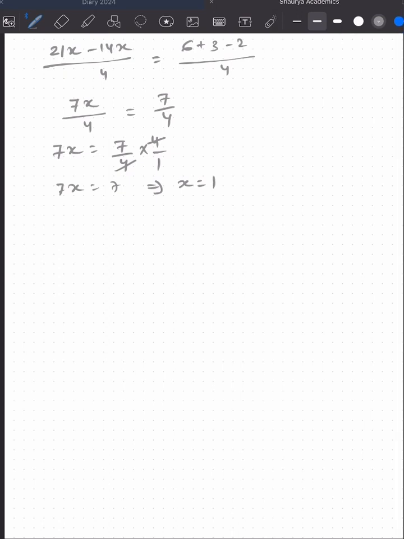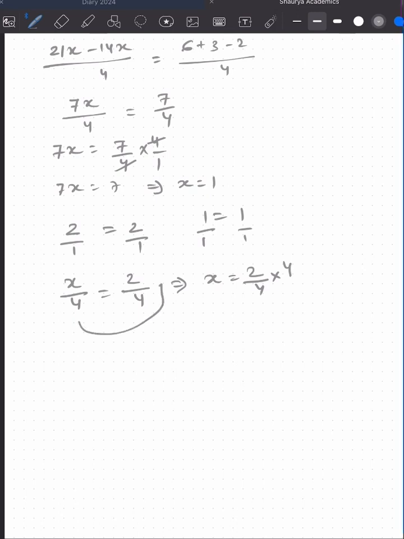And for any such scenario, let's say 2 is equal to 2, we know that 1 is equal to 1. I can write this as 2 by 1, 2 by 1, or 1 by 1, 1 by 1. Now, if you had x upon 4 is equal to 2 upon 4, what does this mean? You can either solve by doing x is equal to 2 by 4 into 4, sending this 4 to the other side and then eventually cancelling it out.